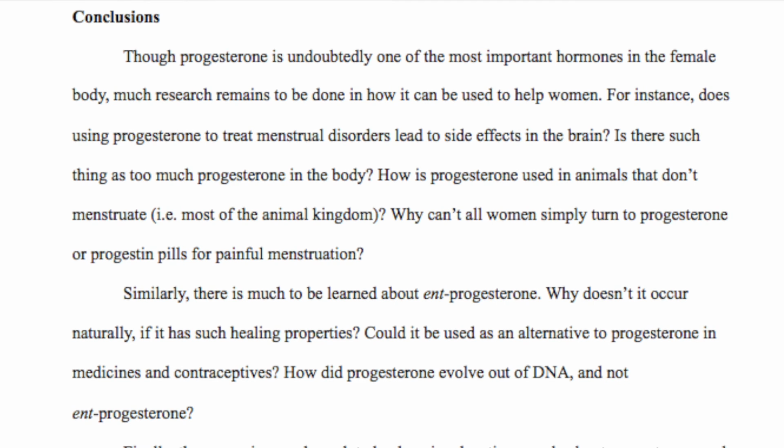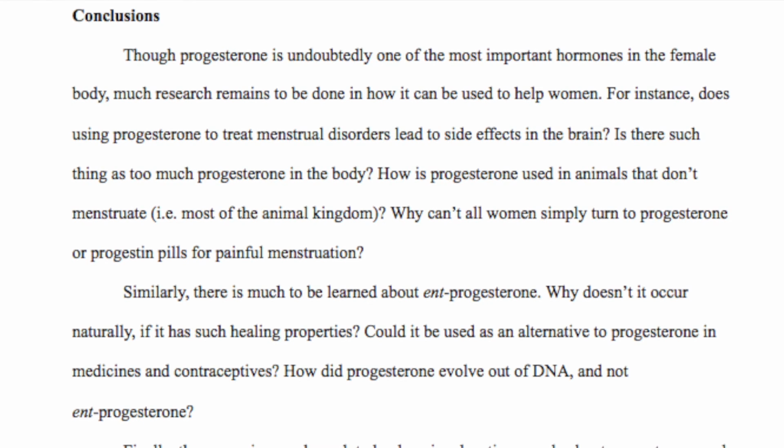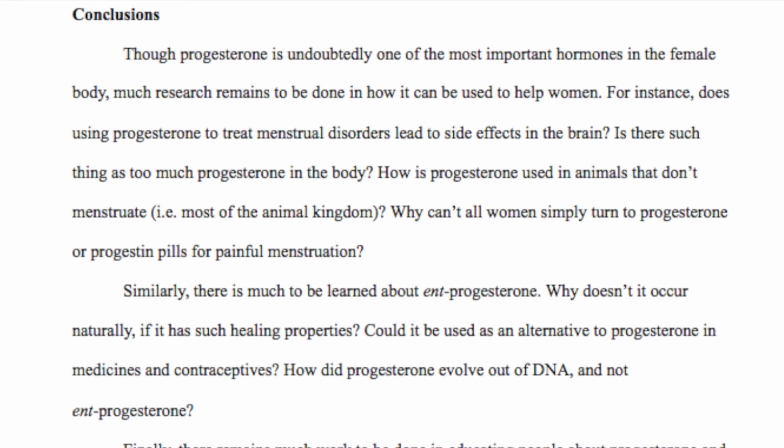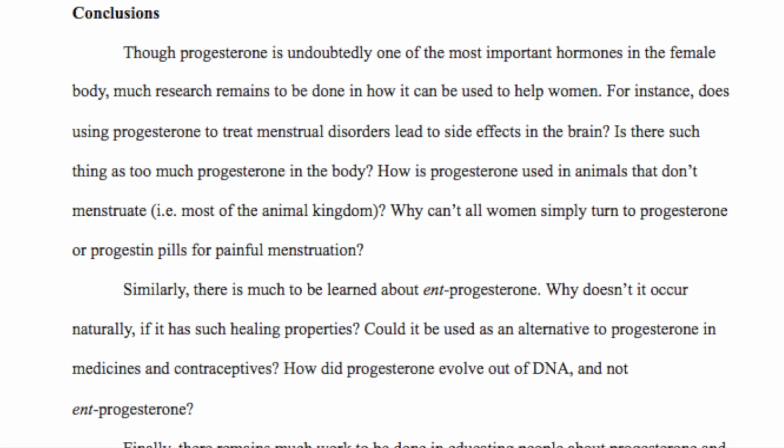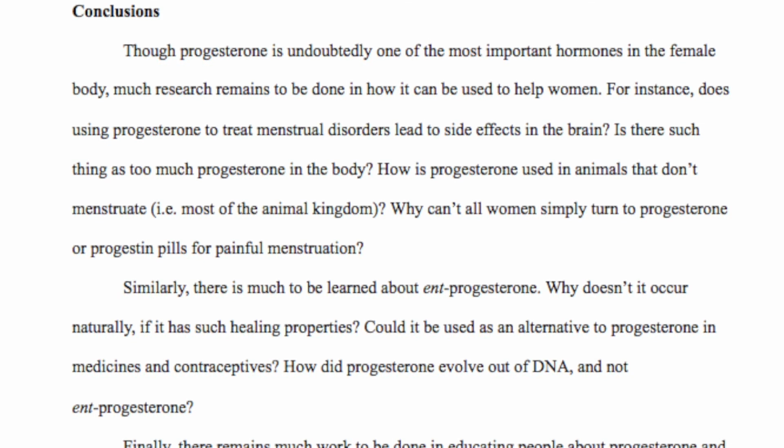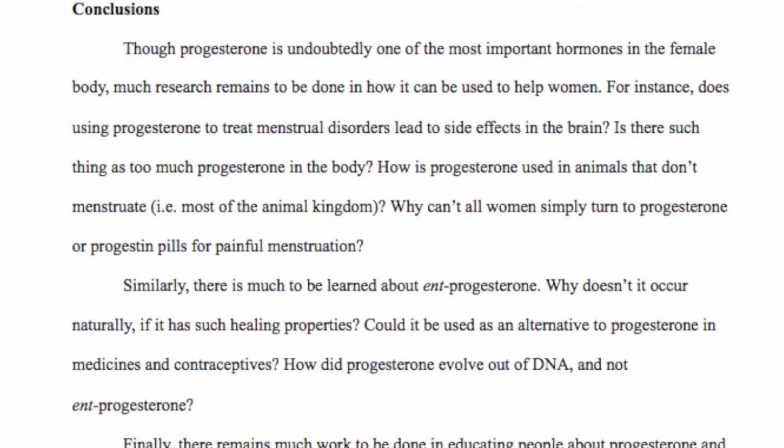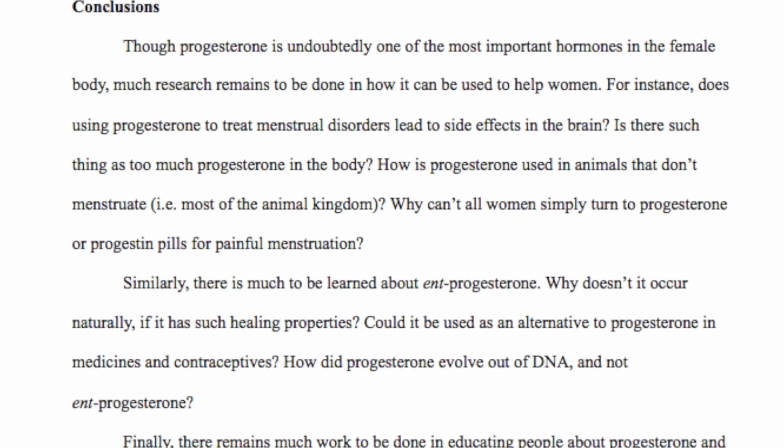Conclusions. Not just one conclusion, no, multiple conclusions I had. So fancy. Though progesterone is undoubtedly one of the most important hormones in the female body, much research remains to be done in how it can be used to help women.